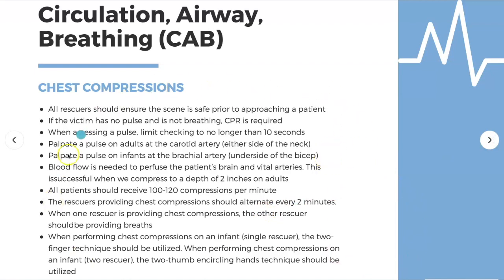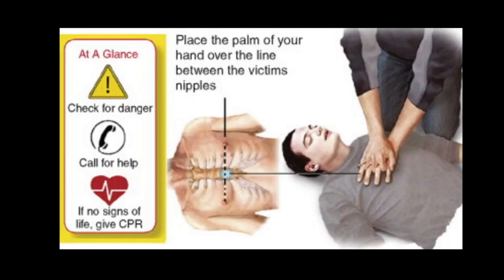This is, again, a review. Remember that one of the first things you want to do before you go rescue someone is ensure that the scene is safe prior to approaching. For example, what if there's a live wire, electricity, and water? You don't want to electrocute yourself. So always ensure that the scene is safe. If the victim has no pulse and is not breathing, that's when CPR is required, specifically chest compressions.